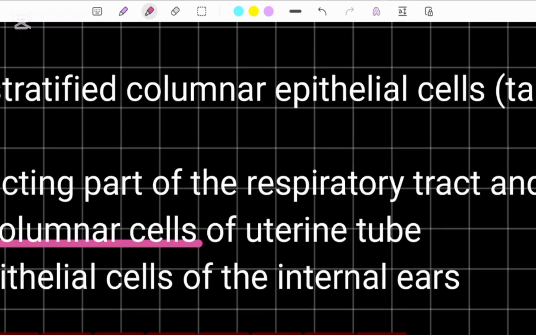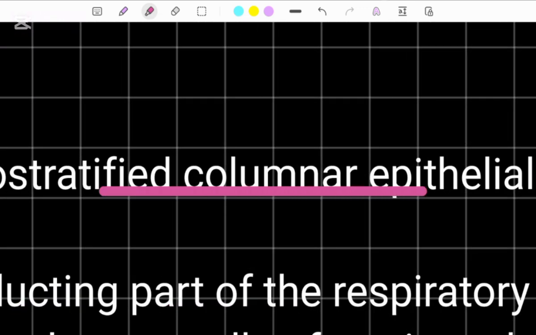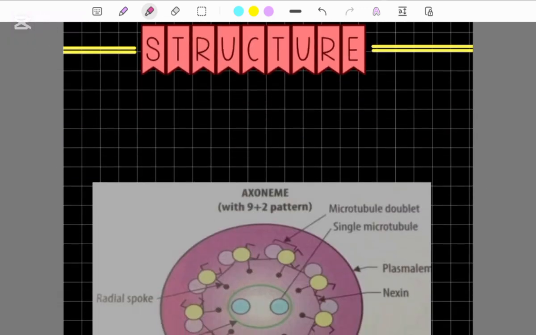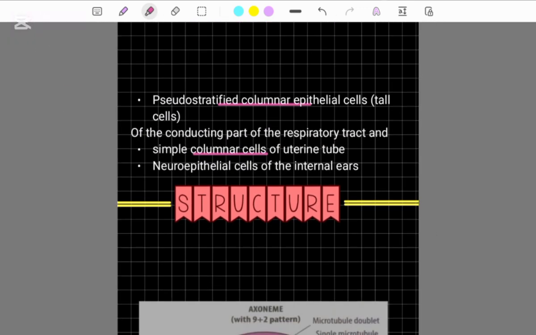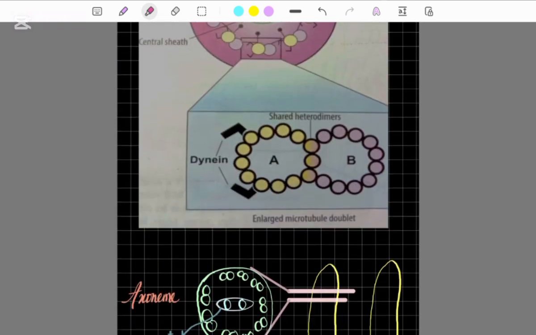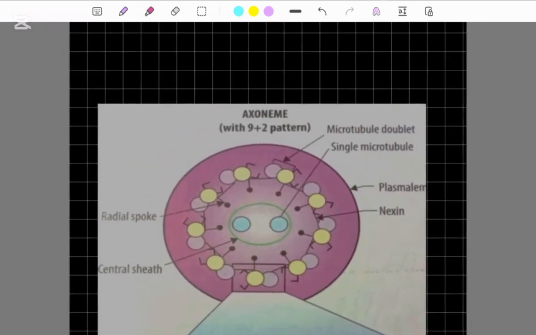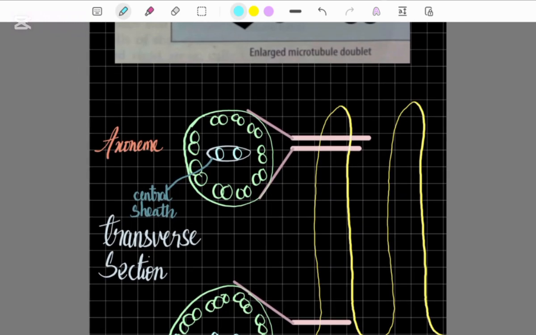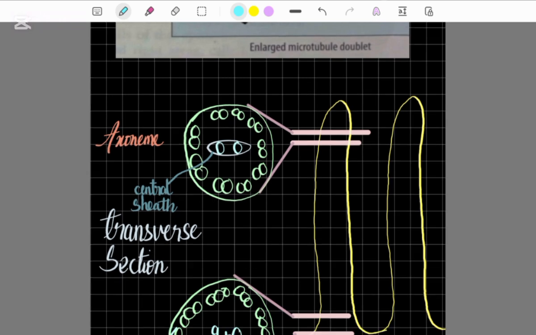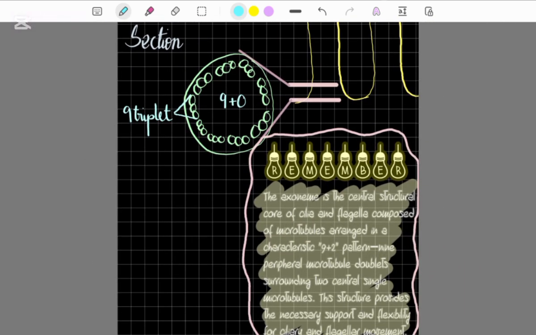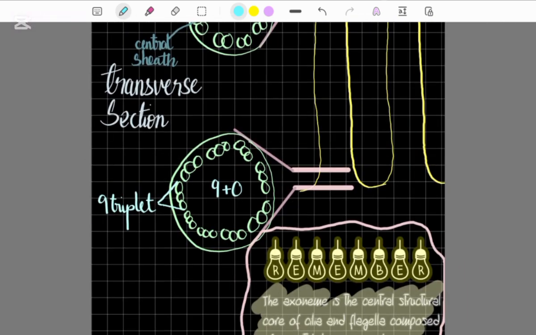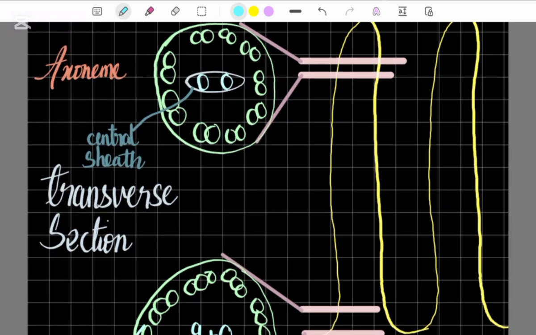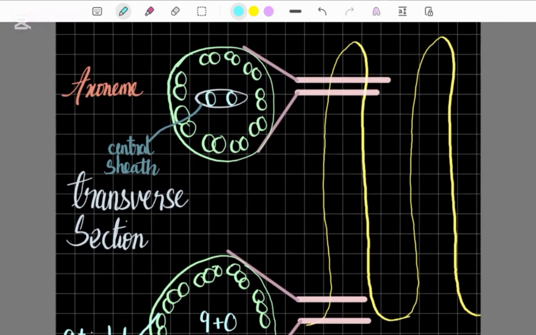They are present on, that is, one type is pseudostratified columnar cells and the other type is simple columnar cells. Okay, remember that they are found on the stratified or non-stratified columnar cells. Now coming to the structure of cilia. We have discussed that the structure of microvilli contains microfilaments, while over here you will see that the structure of the cilia contains microtubules. That's the difference.